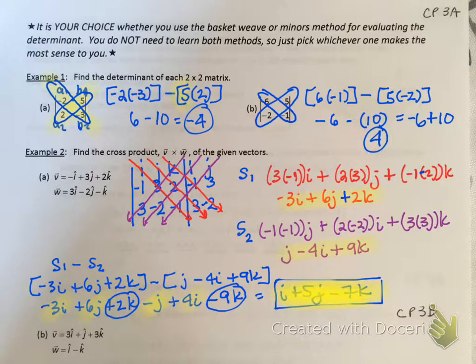Alright, so that's how you use the basket weave method. You just got to be careful. Watch your negative signs and make sure that you line things up nicely. If you do, it's much easier to do. And the next video will show you how to do part B, and then the next example. So there's probably going to be 3 videos total.